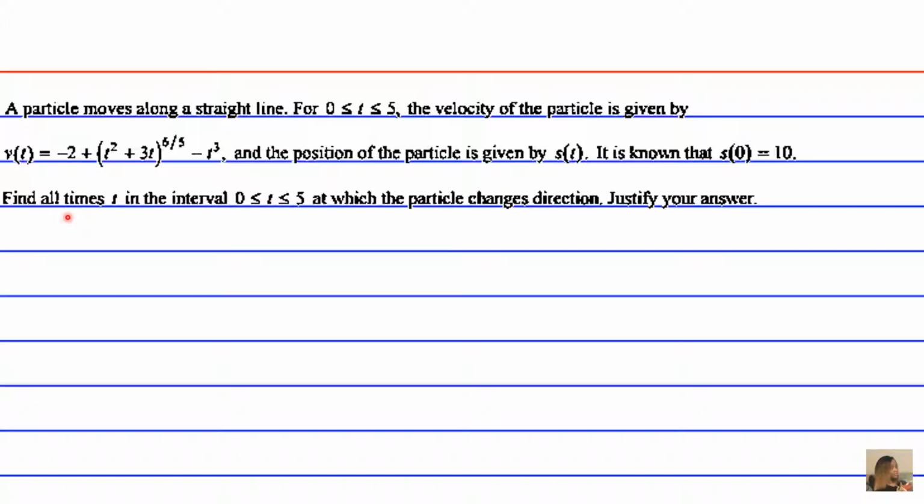Okay, this is what you have to do. Find all the times t in the closed interval 0 to 5. And when I say closed interval, that's just a shorthand way of saying that t is between 0 and 5, including the endpoints 0 and 5, at which the particle changes direction, and justify your answer.